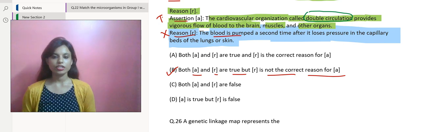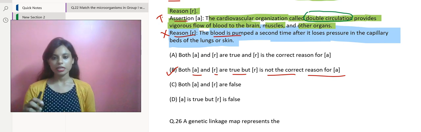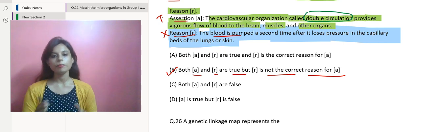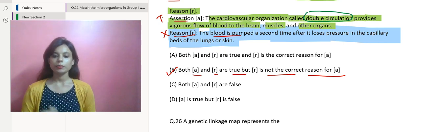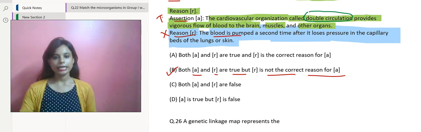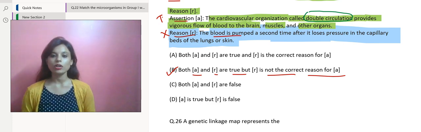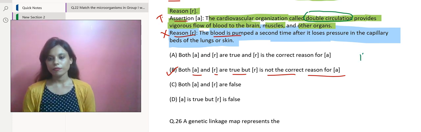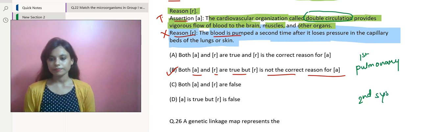As we know, there are two circulations taking place. The first circulation is called pulmonary circulation, where the blood is pumped to the lungs to pick up the oxygen and release the carbon dioxide. On the other hand, the second circulation is called systemic circulation.